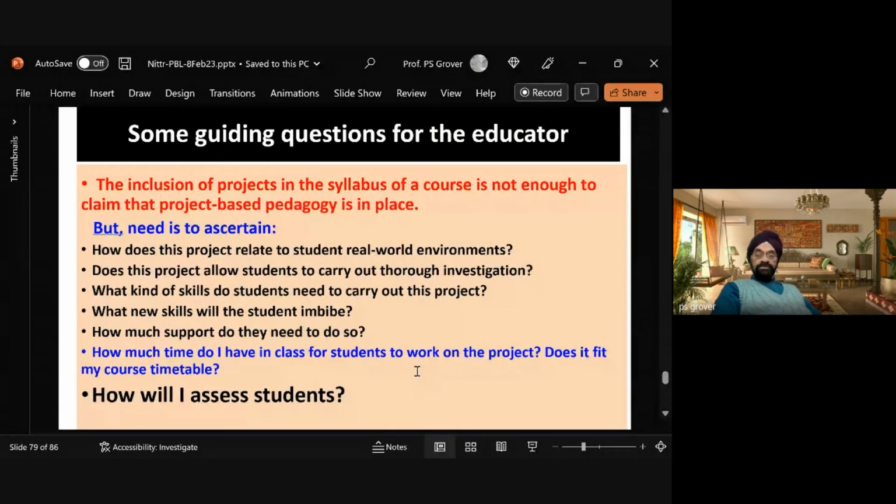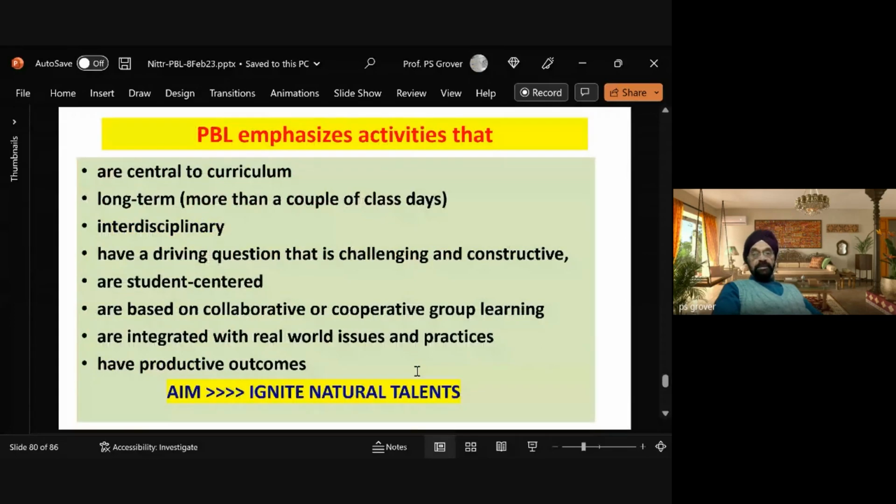So here are some guiding questions for the educator. The inclusion of a product in the syllabus of the course is not enough to claim that product-based learning is in place. Please ascertain this thing. You need to ascertain how does the product relate to real life environments? Does the product allow students to carry through investigation? What kind of skills do students need to carry out this project? What new skills will the student imbibe? How much support do they need to do so? How much time do I have in class for students to work on the project? Does it fit into my course timetable? How will I assess the students? So please appreciate these are the constraints, these are the difficulties.